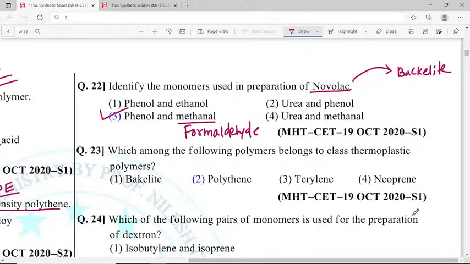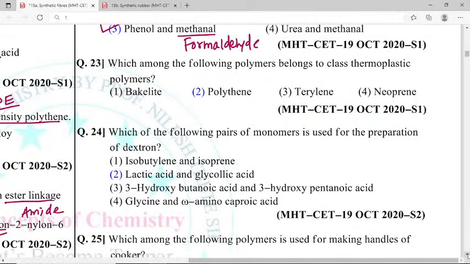Which of the following polymers belongs to the class of thermoplastic polymers? An example is polythene. Polythene is a thermoplastic polymer and the remaining are thermosetting polymers. Bakelite is thermosetting, terylene is thermosetting, neoprene is thermosetting. Neoprene is actually a synthetic rubber.